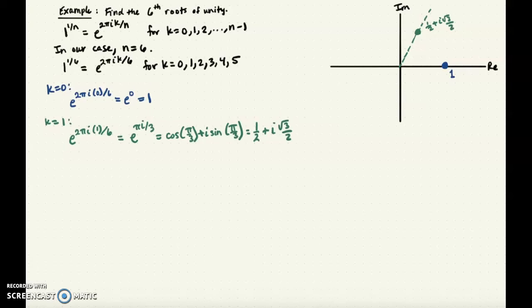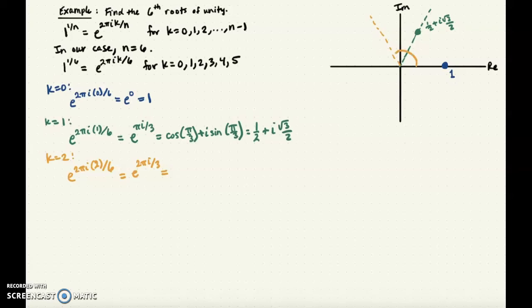Okay. Next we're going to compute k equals 2. So I'll do that right here. So I have e to the 2 pi i times k, in this case k is 2, so times 2 over 6. This is going to simplify to e to the 2 pi i over 3. So we could think about this as being at the angle of 2 pi over 3, which is somewhere along, maybe roughly, in that direction.